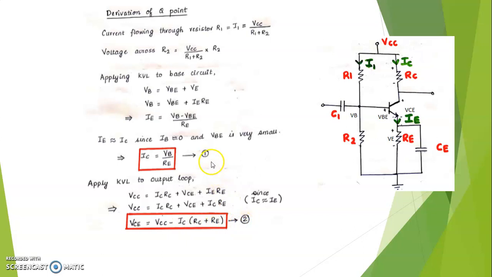So what do equations 1 and 2 represent? Equations 1 and 2 represent the Q point. The Q point is nothing but VCE and IC. So we have derived the Q point from this.